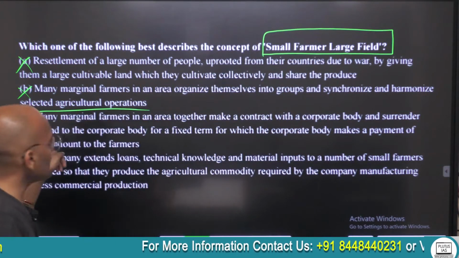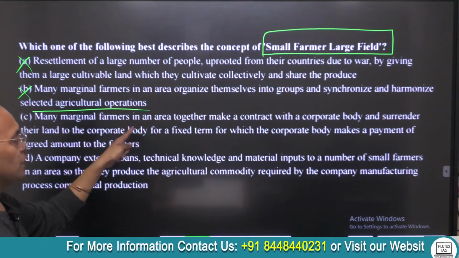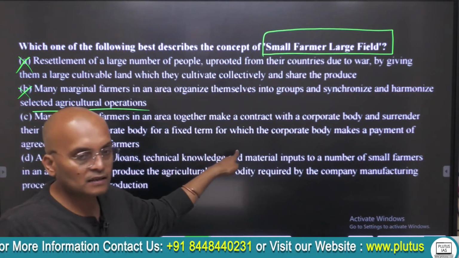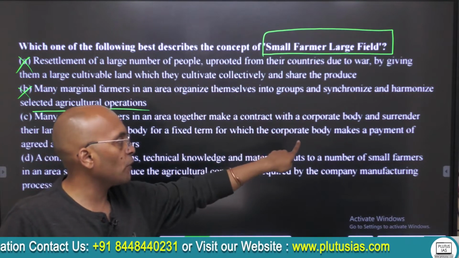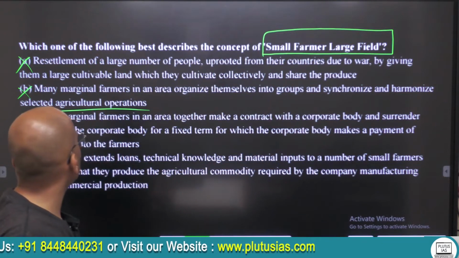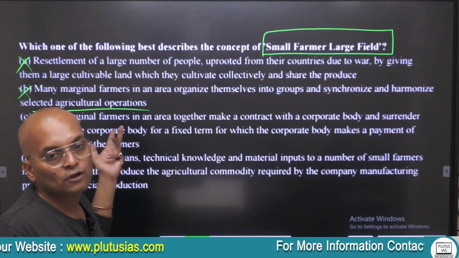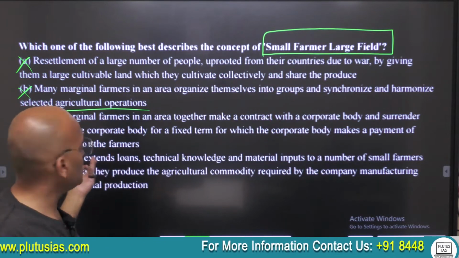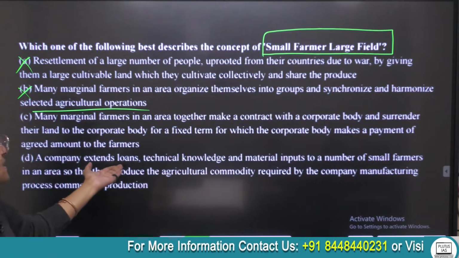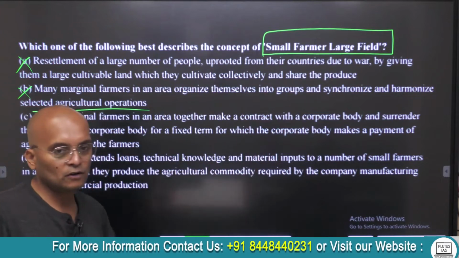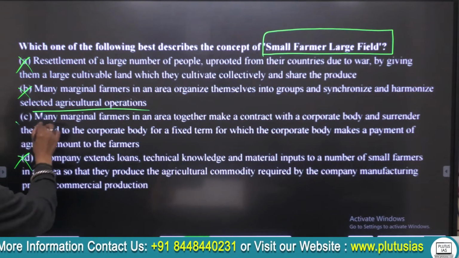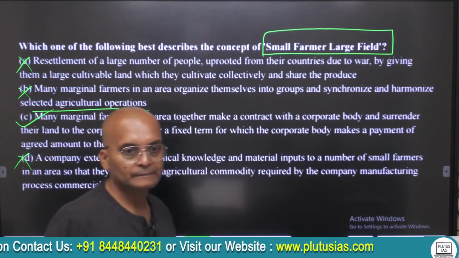C is, many marginal farmers in an area together make a contract with a corporate body and surrender their land to the corporate body for a fixed term, for which the corporate body makes a payment of an agreed amount to the farmer. So yes, which option is correct? C, obviously. D is a company extending loans, technical knowledge, and all that nonsense. So option C is correct.